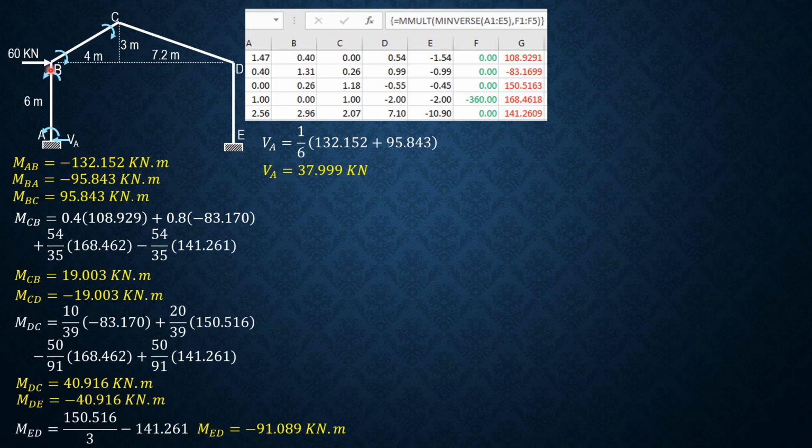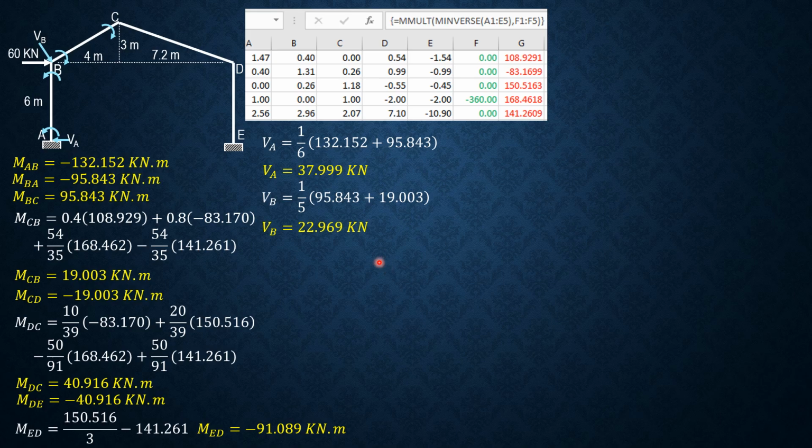Then for shear at B, let's look at the figure shown. So shear B should be going in this direction, and it is 1 over 5 because that's 1/5 of MBC plus MCB. So 1/5 of MBC, which is 95.843, plus MCB, which is 19.003. So shear at B is 22.969 kilonewtons.